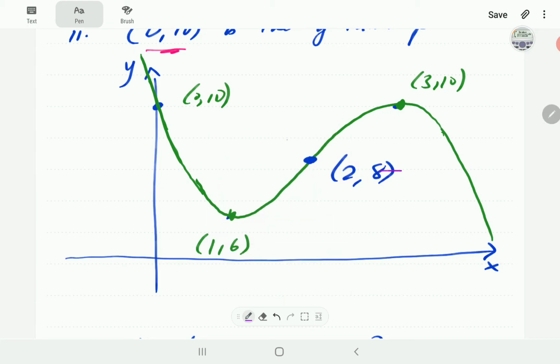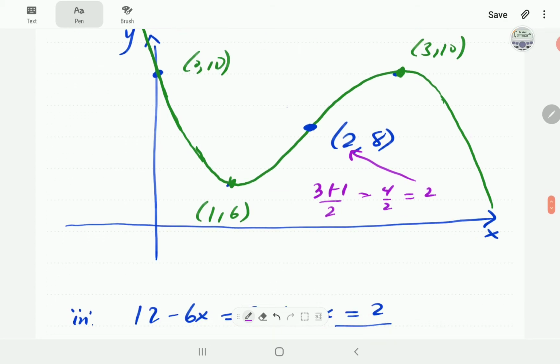These coordinates are going to be the average of these coordinates. For instance, if you take 3 and 1 and do the average, this is 4 over 2, this is 2, which is this value there. If you take 10 and 6, 10 plus 6 over 2, this is 16 over 2. This is 8, which is the y coordinate. This is always going to be the case for cubics, but it only applies for cubics.